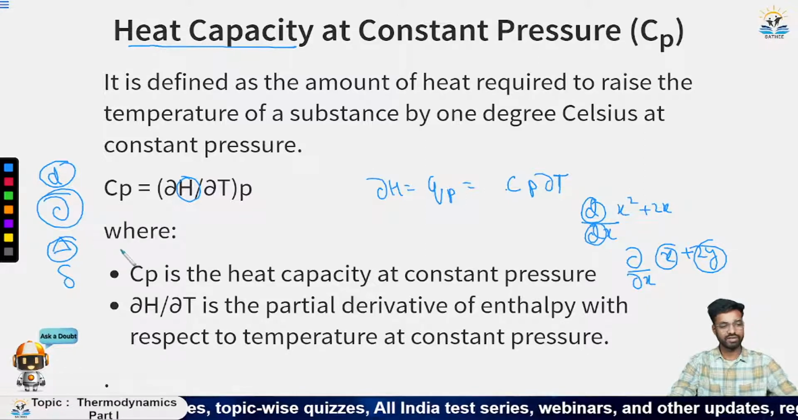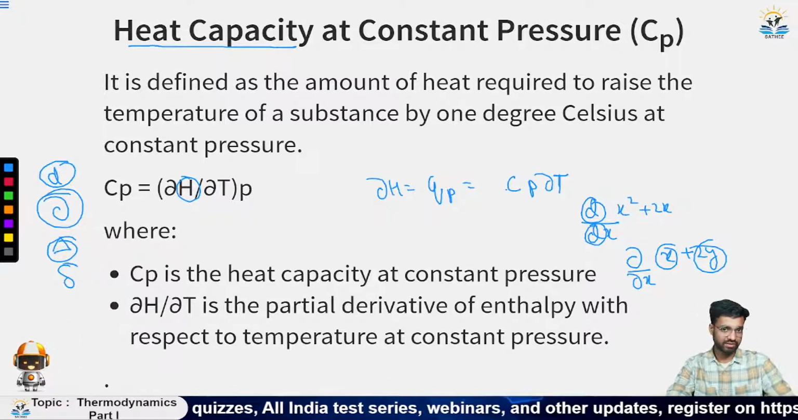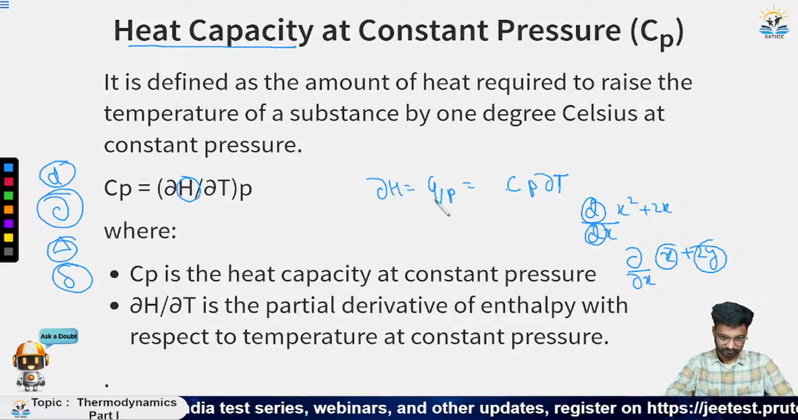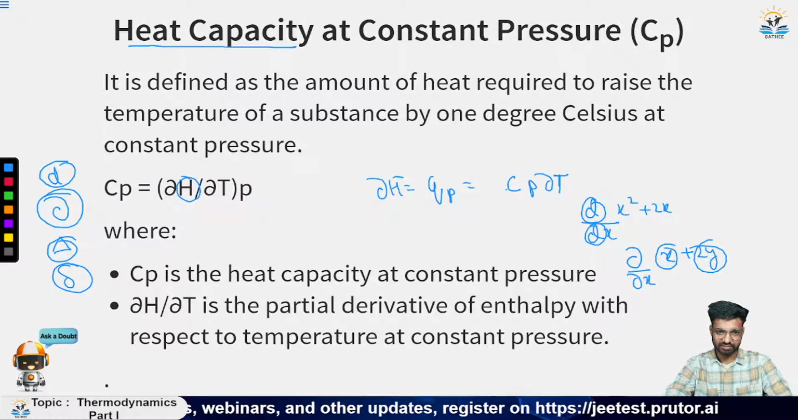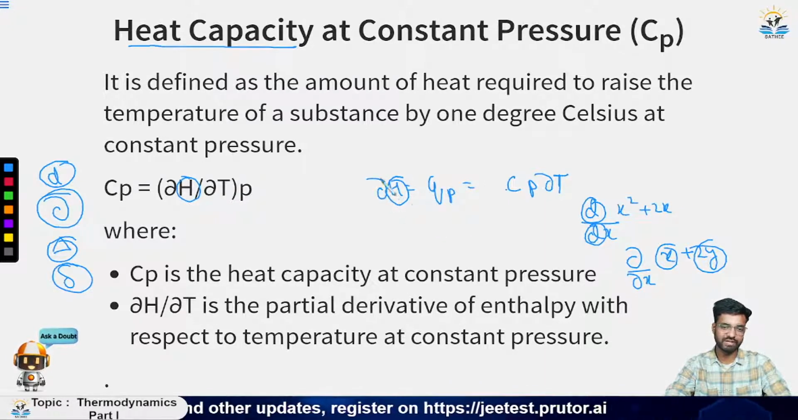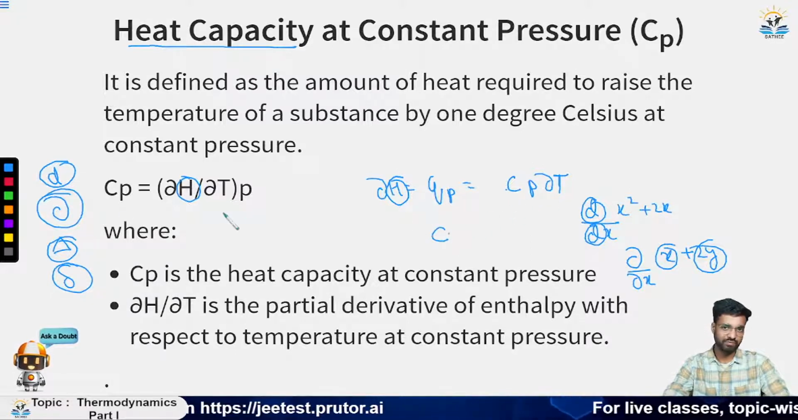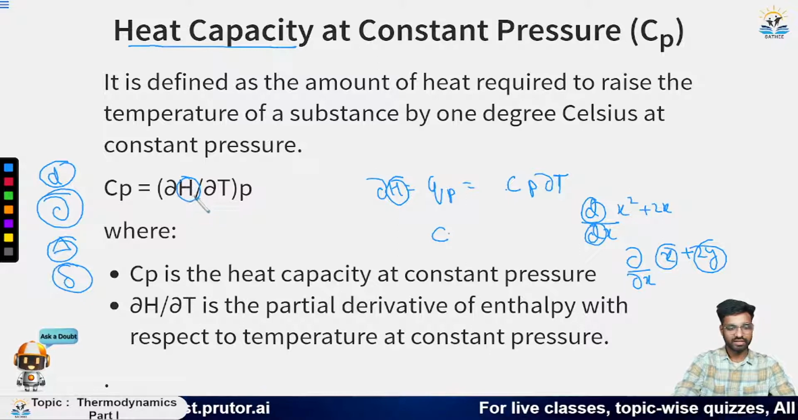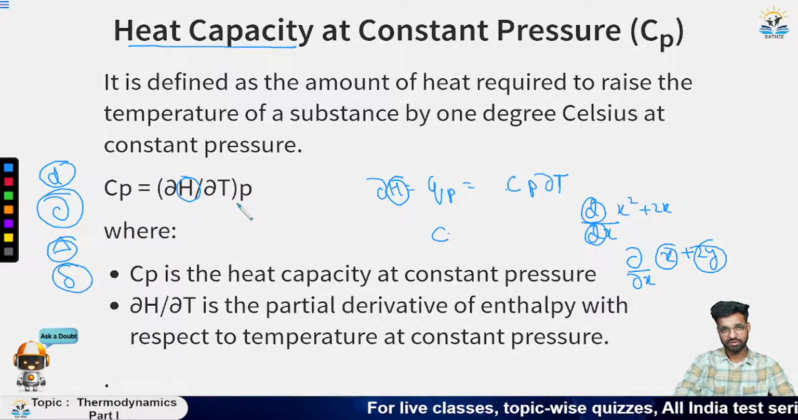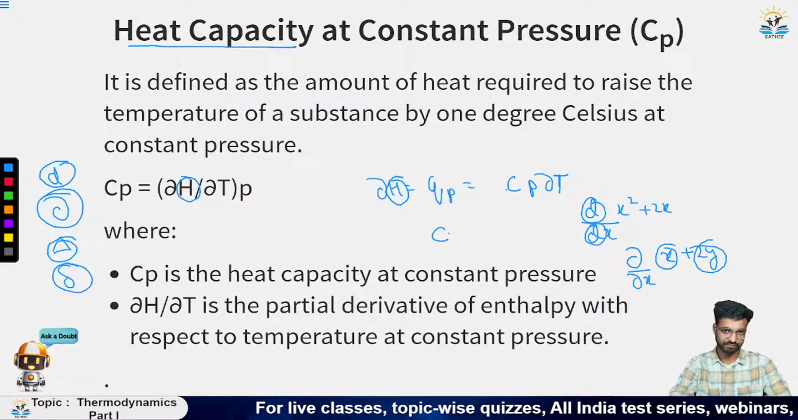This is not differentiation, but this is a large change, whereas this delta is for the small change. Now since this h can be a function of anything, you will use this partial differentiation. So if you want to write Cp now, it will be simply Cp is equal to partial differentiation of h with respect to dT at constant pressure.